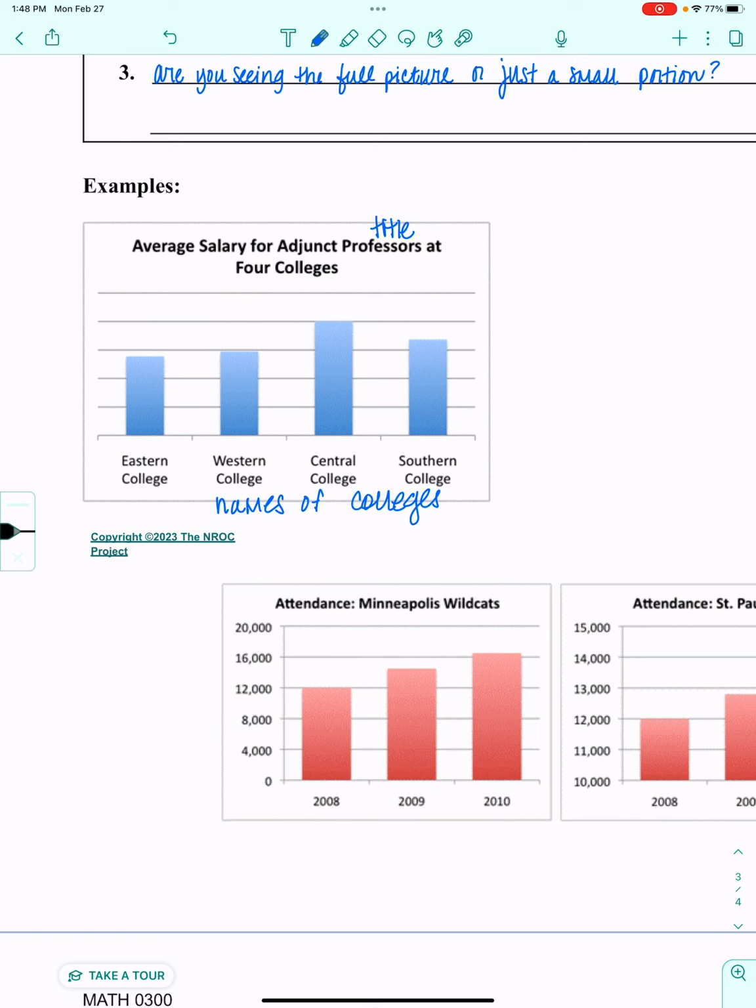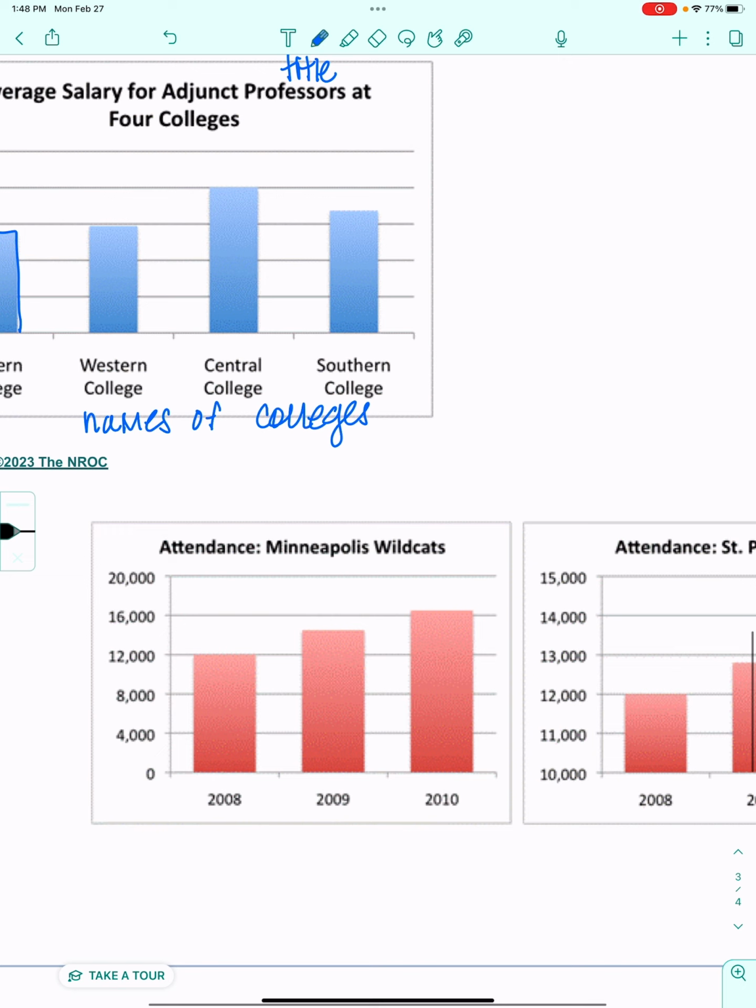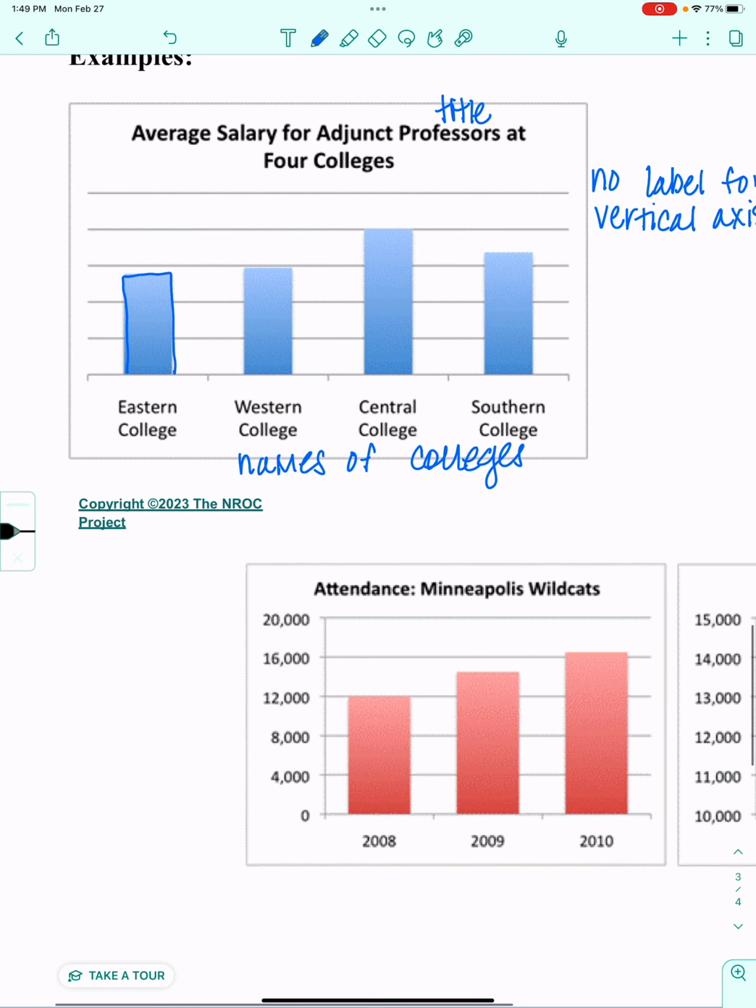Here's my question, though. For Eastern College, I don't know what these values are. There is no label for the vertical axis. I don't know what they're counting by. I don't know for sure if we're looking at salary, or maybe they accidentally graphed vacation days. We don't know what that graph represents. So there's the problems there.